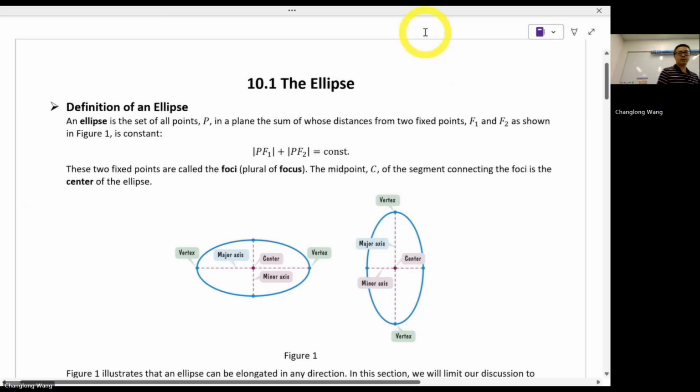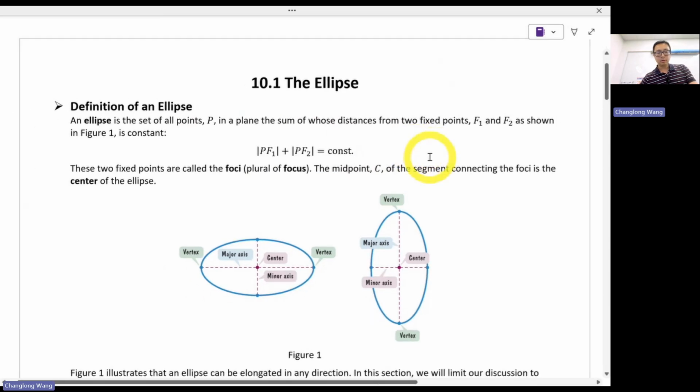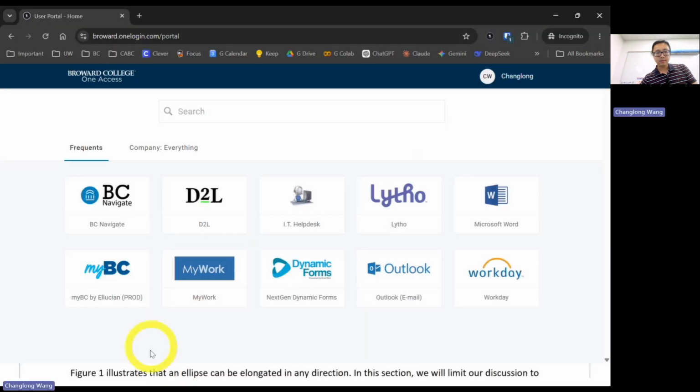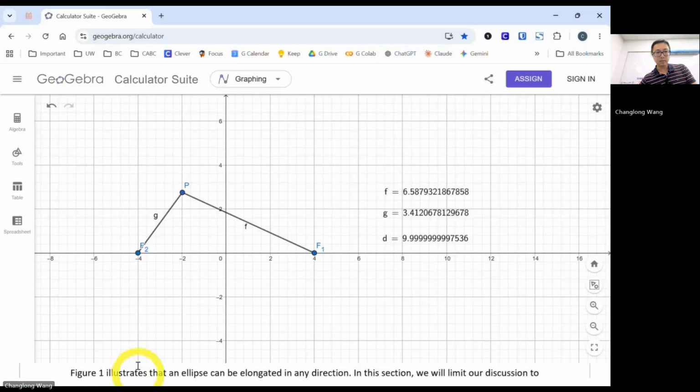And let's do that. Oh, I almost forgot to mention probably the most important thing. How do we define the ellipse in geometry?